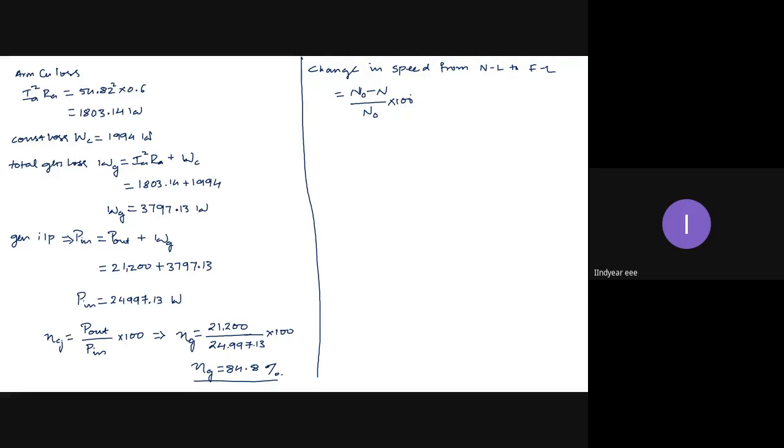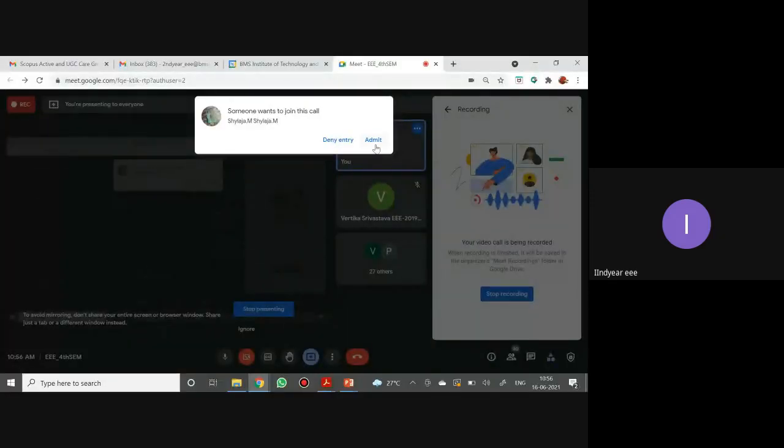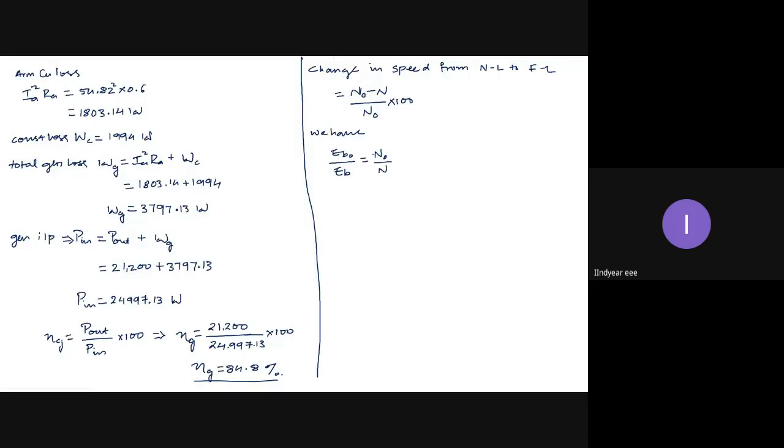So here I can write, we have the relation that EB naught by EB is equal to n naught by n. This ratio we have, or n naught by n is equal to EB naught by EB. Let us consider EB to be the back EMF at full load. So EB naught is equal to V minus IA naught RA.